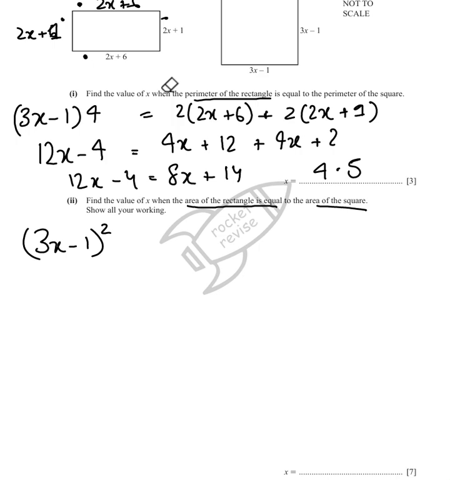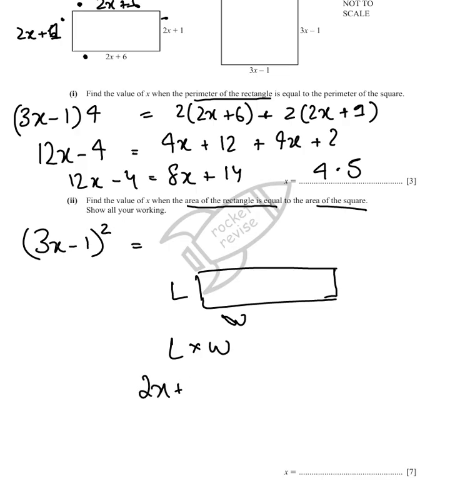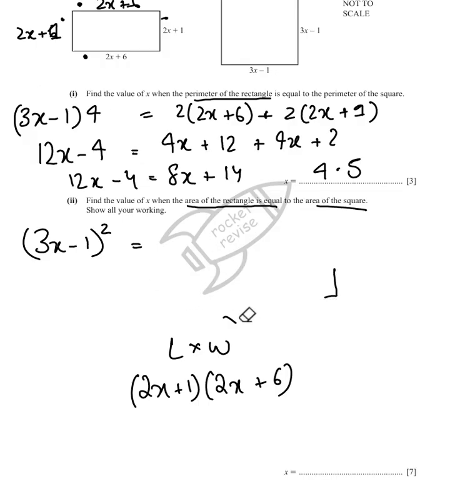When the area of the rectangle is equal to the area of the square. So 3x minus 1 whole squared equals, what's the formula for the area of a rectangle? Length times width, right? So if the length is 2x plus 1, we'll have to multiply it by 2x plus 6. Am I right? Come on, multiply it and tell me what answer we get.